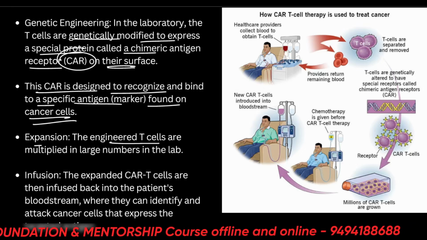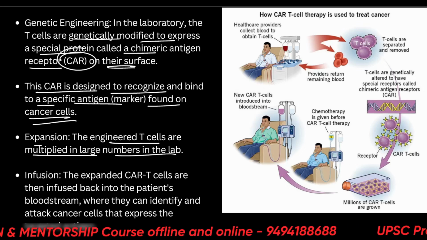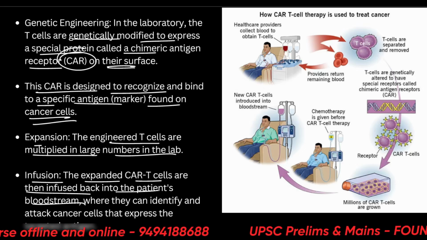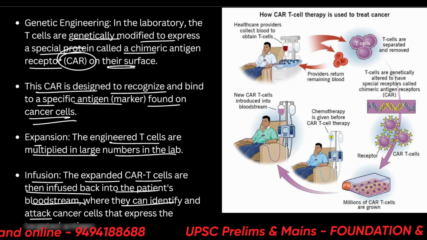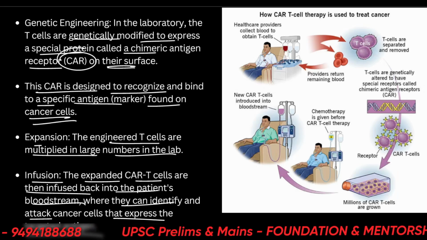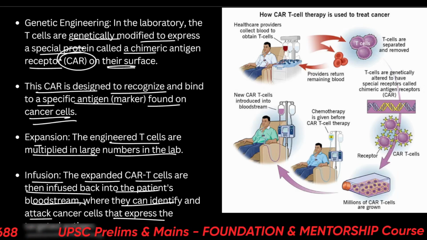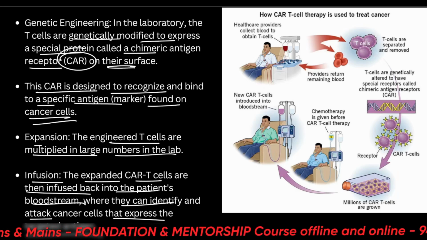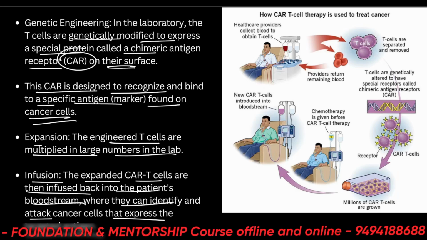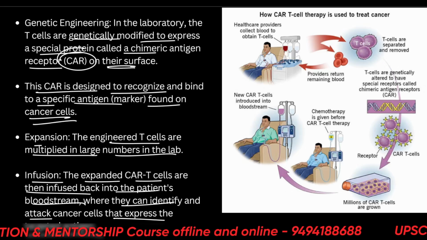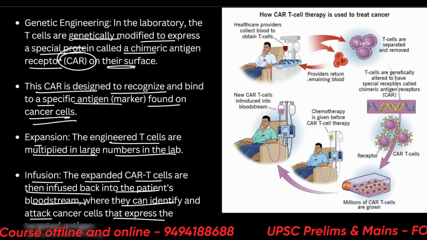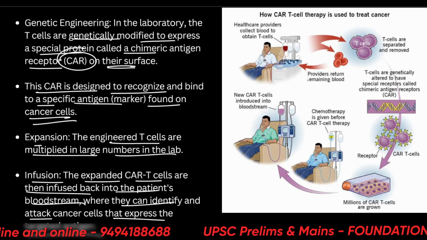Expansion: the engineered T cells are multiplied in large number, and infusion: the expanded CAR T cells are then infused back into the patient's bloodstream, where they can identify and attack cancer cells that express the targeted antigen. Alright, so it makes the immune system of a person stronger artificially by genetically engineering it and giving it an antigen, let's say, and fights against cancer basically. Here is the diagram, you can see in that. So more about this news we'll discuss in the next lecture.